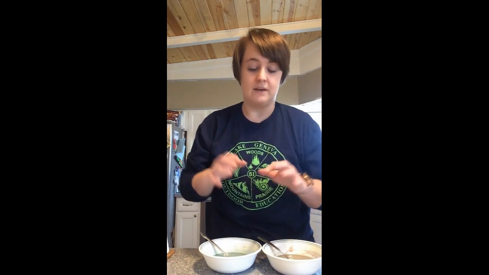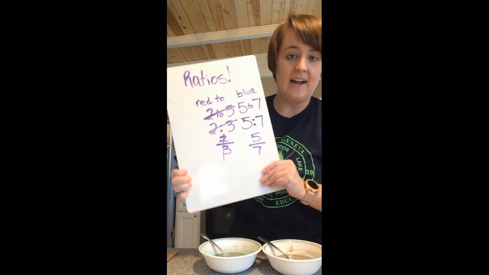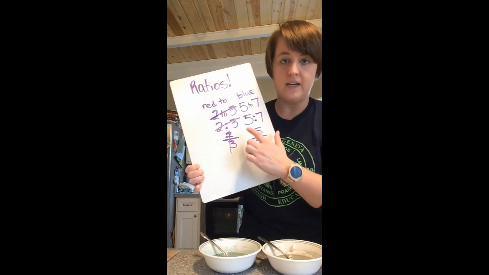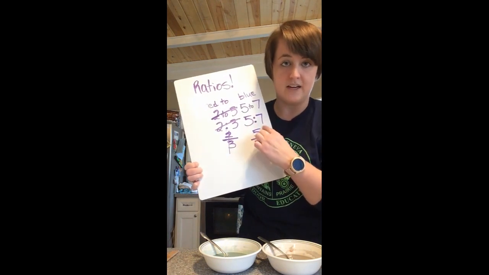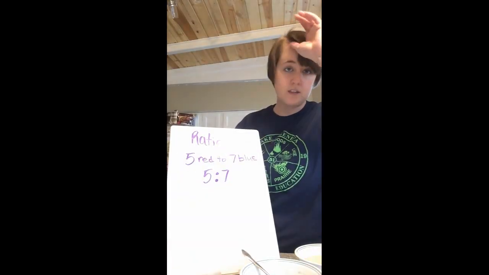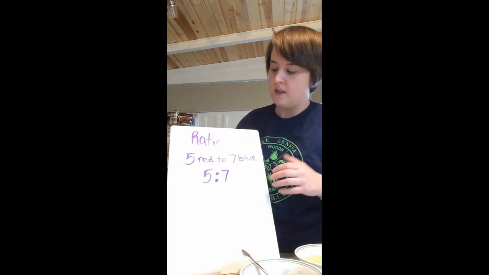So it's very important that we make sure when we are doing a ratio that we follow its order. So if they say red to blue, the first number is red, the second number is blue. Always. All right, for this next part, we're going to talk about equivalent ratios.